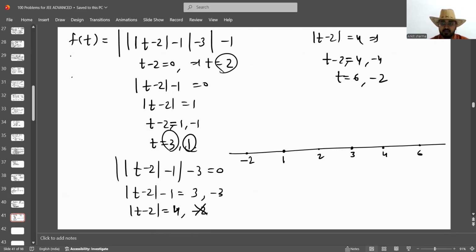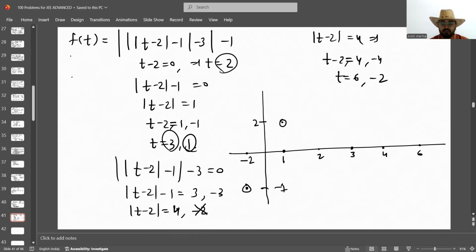So at minus 2, I see minus 2 is the root of this interval. So if I plug in here minus 2, I'm going to get 4. 4 minus 2 is 4, minus 1 is 3, minus 3, the entire thing is 0. So at minus 2, I'm getting minus 1. So this value is minus 1. I'll just plot it somewhere here. At 1, we get 1 minus 2 is minus 1, mod is 1, minus 1, 0. And mod of 3 is 3, minus 1, which is 2. So at 1, I'm getting 2.